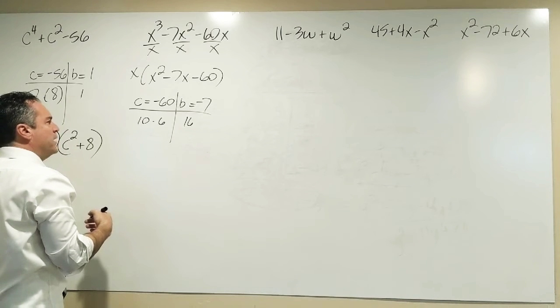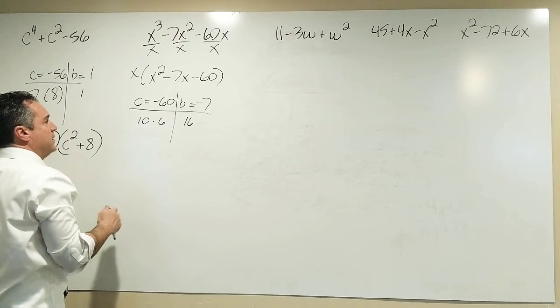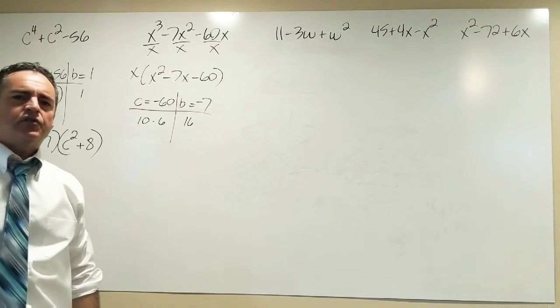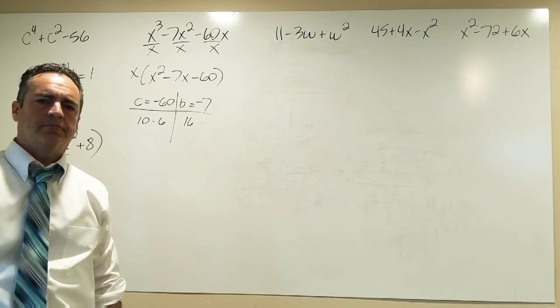There are other things when multiplied together that make negative 60. Can you think about what they are? Okay, let's go ahead and pause for just a second. Go ahead, Nicole.